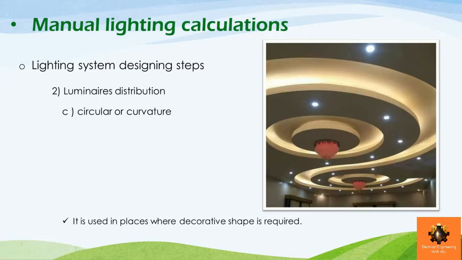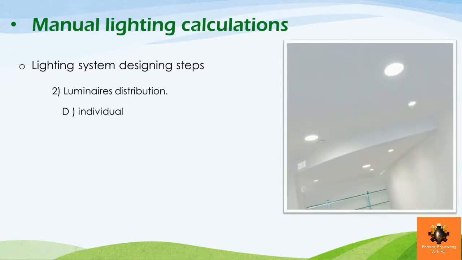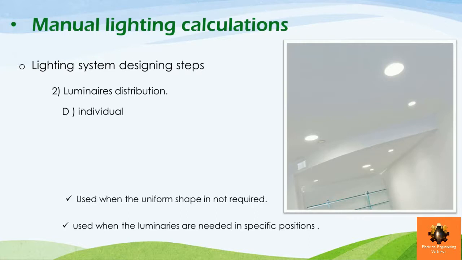Alright. Now the final method of distribution we have is the individual method, and at that case the luminaires are distributed individually, so we have no specific shape of distribution, but we insert the luminaires one by one in some positions which we specify, like this figure. As you see, there is no specific method for distributing the luminaires, or there is no uniform shape of distribution. So if there is no uniform shape of distribution, this is called the individual method. And as we said, this method is used if we decided the position of the luminaire manually one by one.